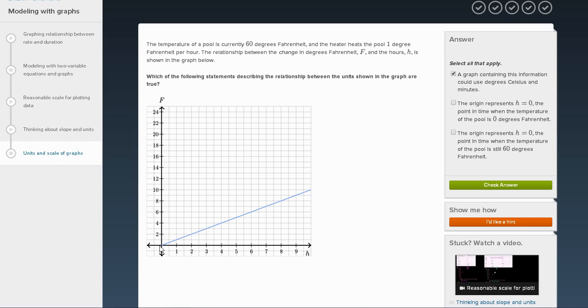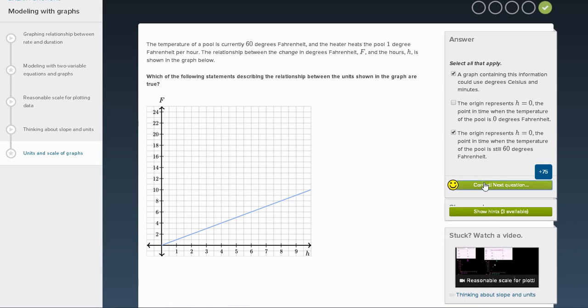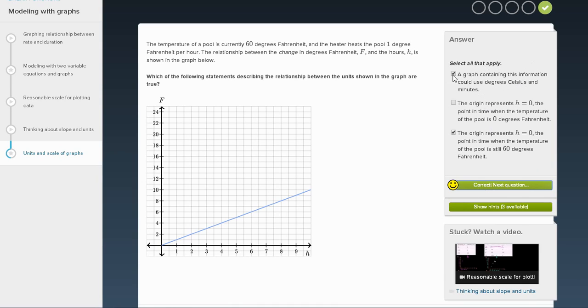So the origin, when it's at zero, means there's no change. I've already talked about that, okay? The origin represents H equals 0, the point in time when the temperature of the pool is still 60 degrees. Right, hour 0, that's the origin, and that is when the pool is still 60. It is just a point in time in terms of the H value. There's been no change in time, so there's been no change in temperature. It is right where the pool currently is, at 60 degrees. Okay, so we will select that one, and I'm hoping I get this right. Yes, okay. That's a tricky one because I didn't know for sure what they were getting at, but yes, we could convert it, and this could be Celsius, and this could be minutes.